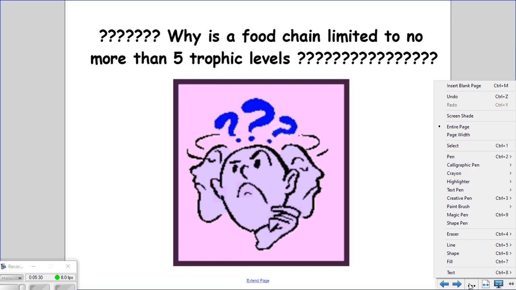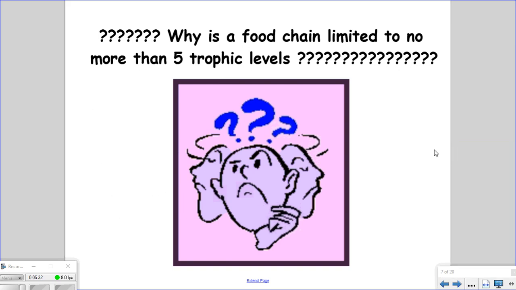So you may be wondering, or you may have noticed, you can ask the question, why is a food chain limited to no more than 5 trophic levels? So typically, the fifth trophic level is as high as most food chains will get. You don't get into 6 trophic levels. You might have the odd example, but most food chains are limited to no more than 5 trophic levels. So why is that?